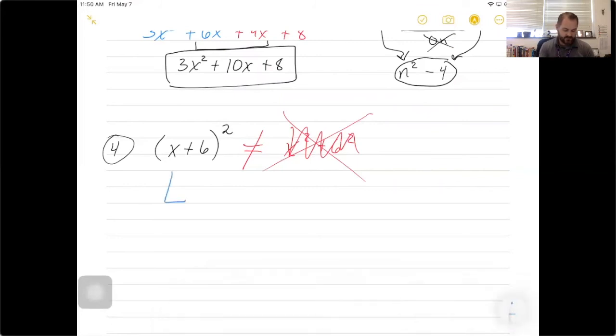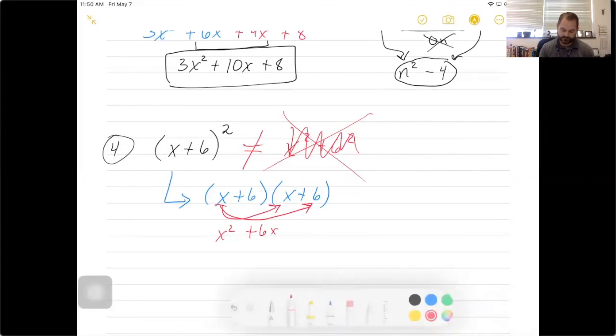It does equal the parentheses x plus 6 times itself. Okay, when you square something, you're taking it times itself. So we can't distribute our exponent into something that's added or subtracted like that. So now I can do this the way I've been doing these. I'm going to take x times x, which is x squared. Then I'm going to do x times 6, which is plus 6x. Then I'm going to do this 6 times x, which is plus another 6x. And this 6 times 6 at the end would be positive 36.